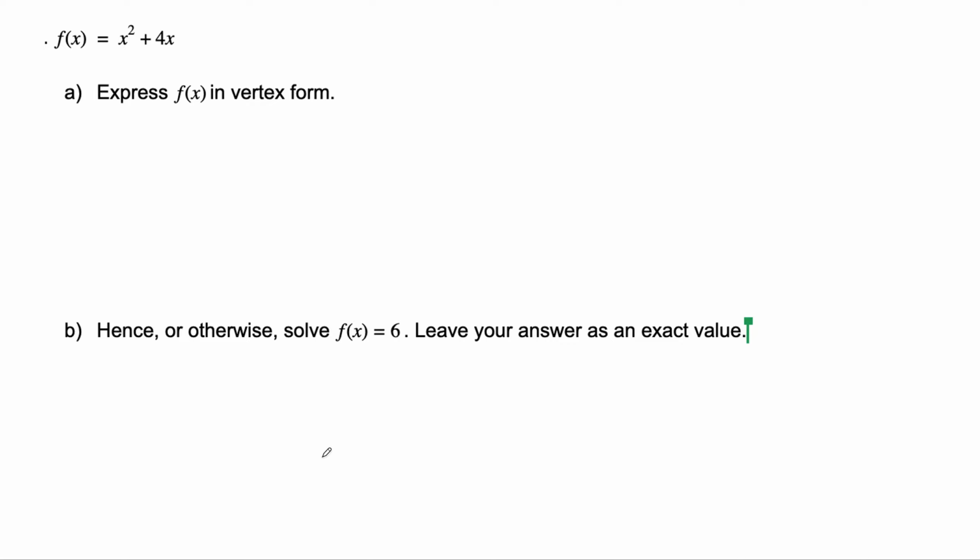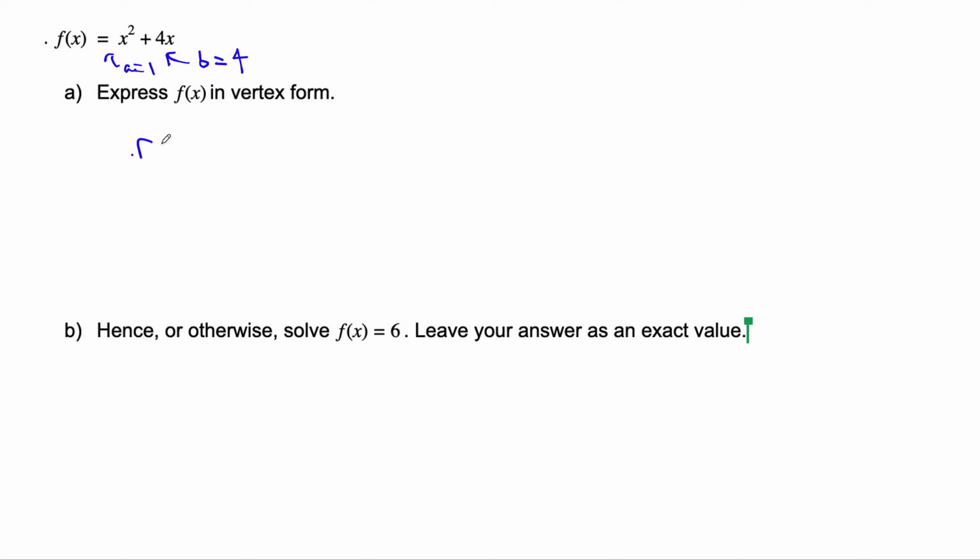Okay, so for this question, f of x equals x squared plus 4x, it says express f of x in vertex form. We can do this by completing the square. So notice that a is equal to 1, b is equal to 4, in this case.